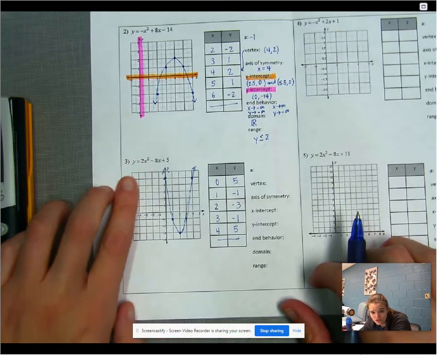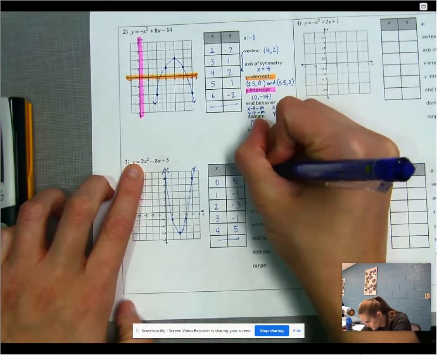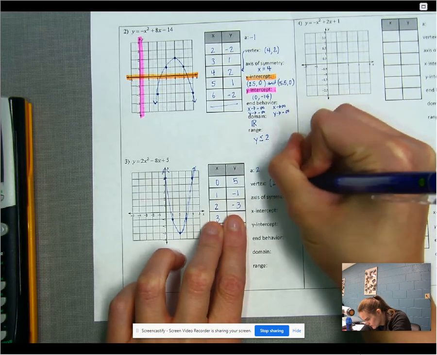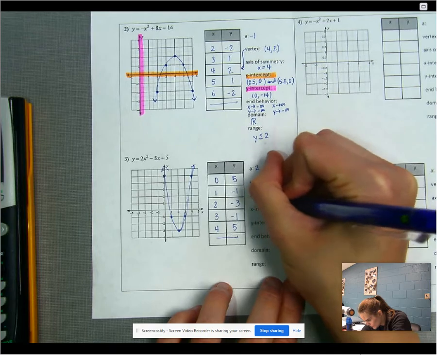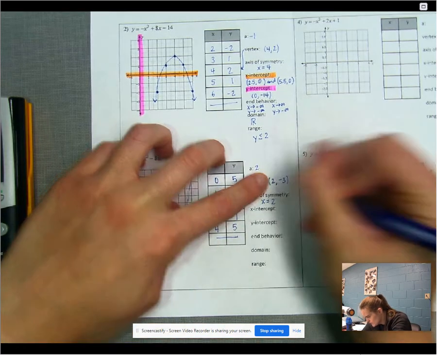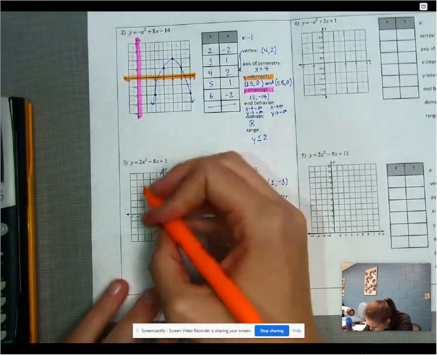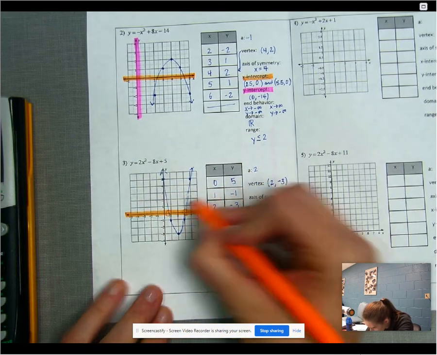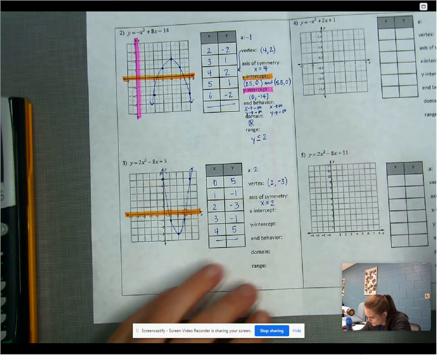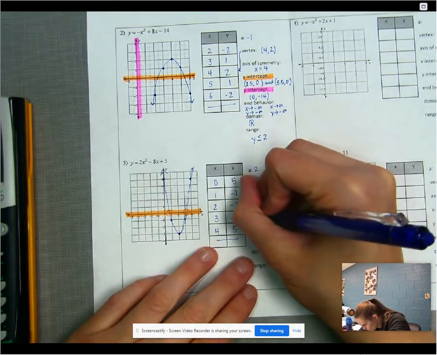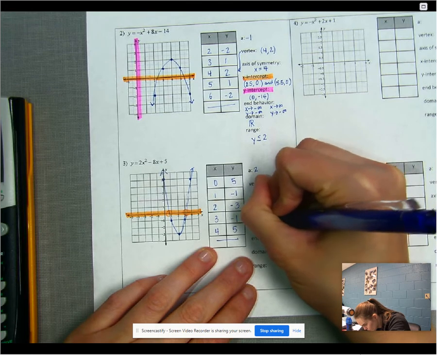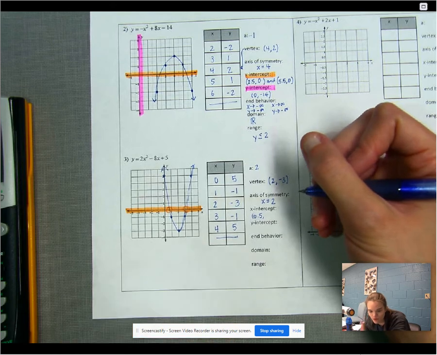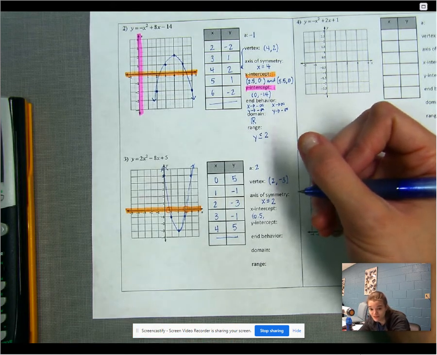Okay, A is 2. The vertex is 2, negative 3. The axis of symmetry is x equals 2. The x-intercept we're going to have to guess. Crosses here and here. We don't know how to solve for it yet. So let's say between 0 and 1 is 0.5. If you put like 0.75 or something like that, that's fine. As long as between 0 and 1, you're correct, because we don't know how to find it yet.